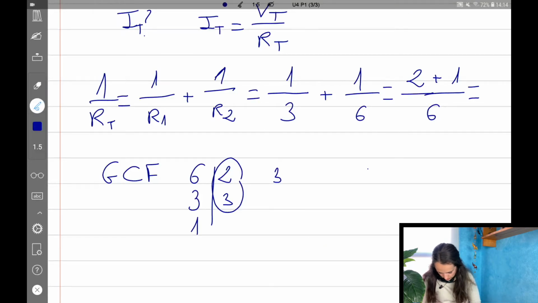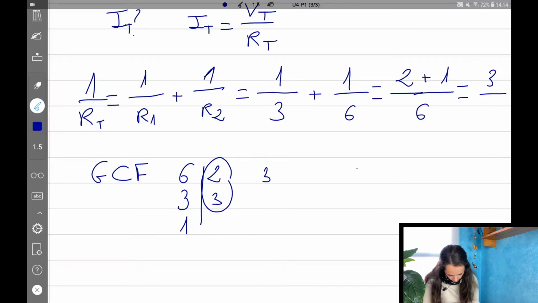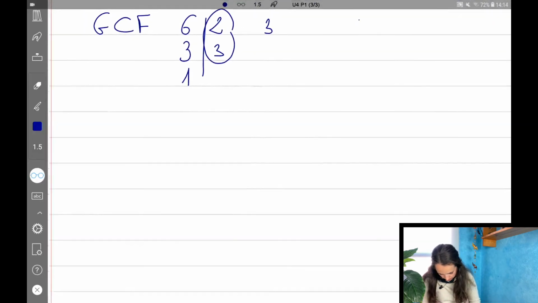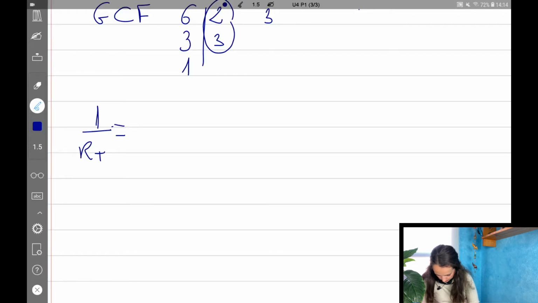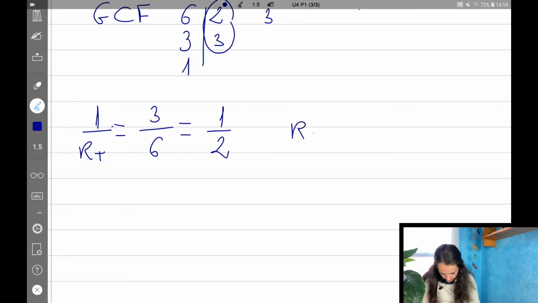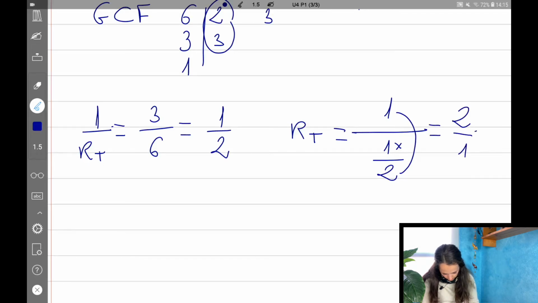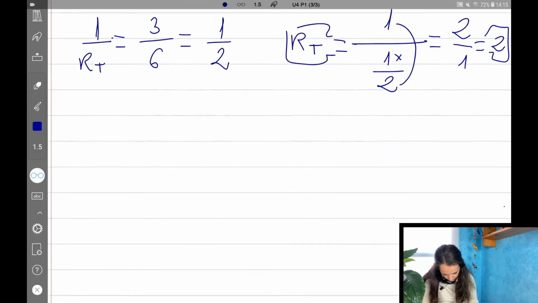And now we can calculate the total resistance. I don't have space. So this is 3 divided by 6. Of course, we can simplify the fraction. So let's do it in here. So we have 1 divided by the total resistance is 3 divided by 6. That means 1 divided by 2. So as you know, this is the inverted resistance. So if we invert, what we have to do to get the final resistance is doing 1 divided by 1 divided by 2. So as you know, what we have to do is to multiply this and divide by this. So that is 2 divided by 1, which is just 2. So the total resistance is 2.